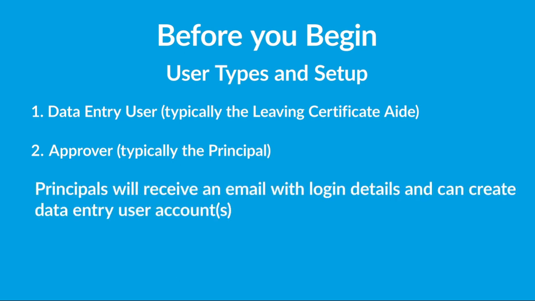School principals will receive an email with login details for the system for their approver role. The principal will then be able to create accounts for data entry users in their school. More than one data entry user can be set up on the system. If you have any issues accessing the Accredited Grades portal, you should contact the help desk on 057 932 4461.